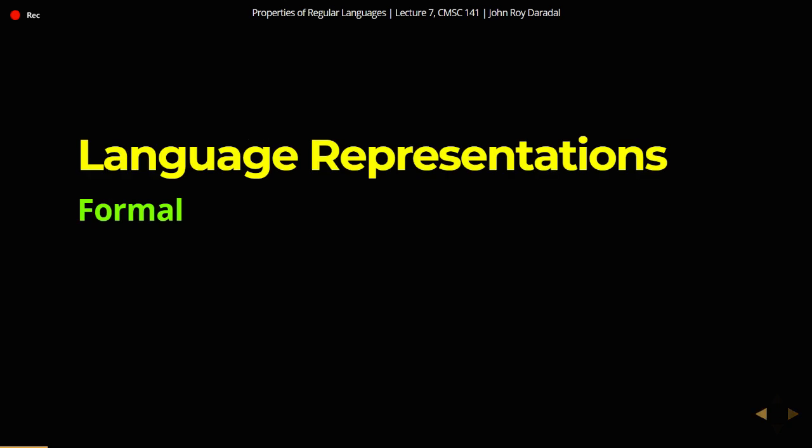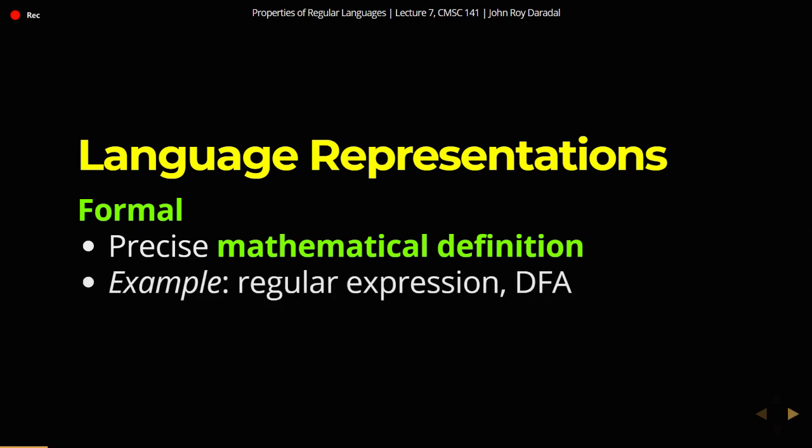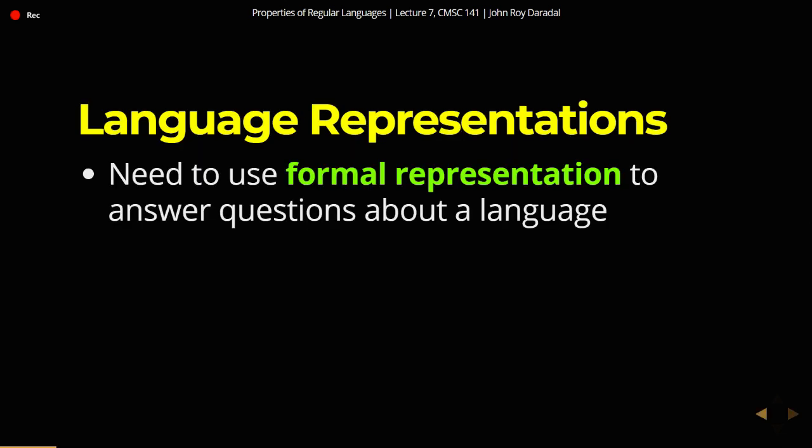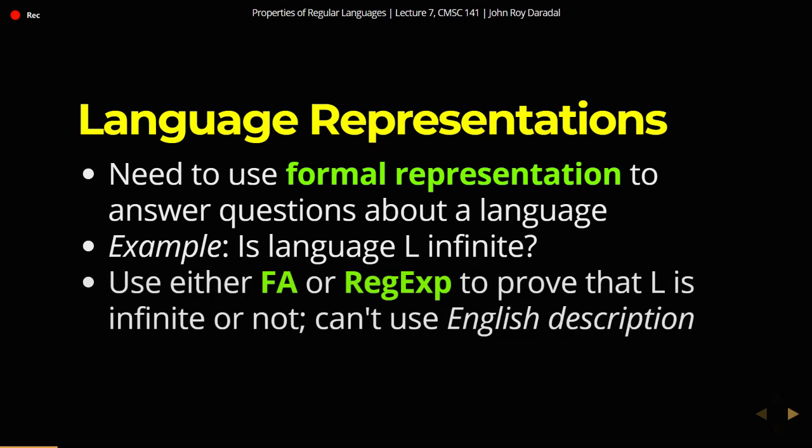On the other hand, formal language representations are precise mathematical definitions. For example, regular expressions and your finite automata are formal language representations. Now, in answering questions about the language, we need to use formal representations. So for example, if we were to answer the question, is language L infinite? We need to use either the finite automata or the regular expression to prove that it is infinite or not. We cannot use the informal versions like English descriptions to prove this to be true. Okay?